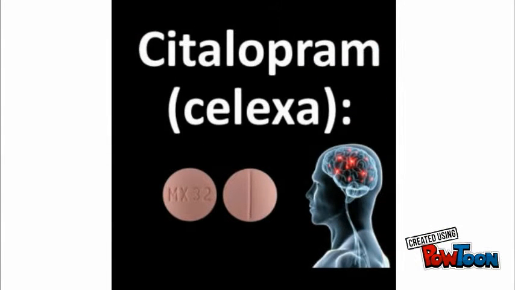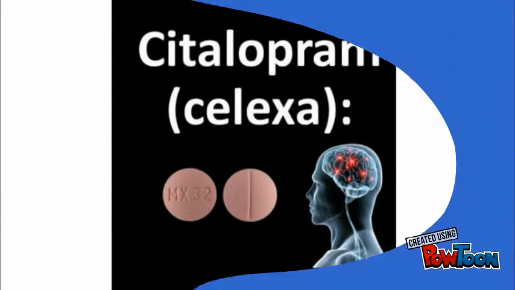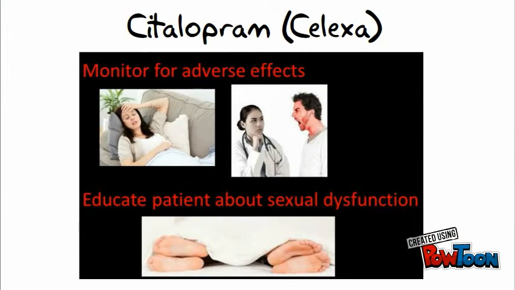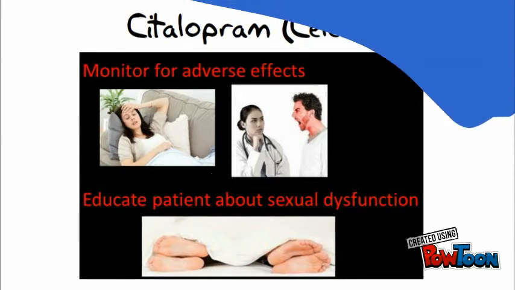Antidepressant drug therapy, citalopram or Celexa. This medication works by inhibiting CNS presynaptic neuronal uptake of serotonin, which results in antidepressant effects. Citalopram or Celexa nursing implications: monitor for adverse effects, which can include nausea, headache, and CNS stimulation such as agitation, insomnia, and anxiety. Educate patients that sexual dysfunction can occur and to notify the provider if effects are intolerable.